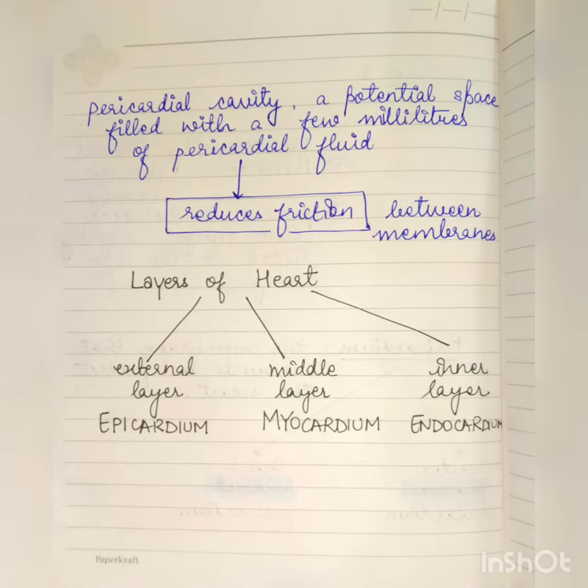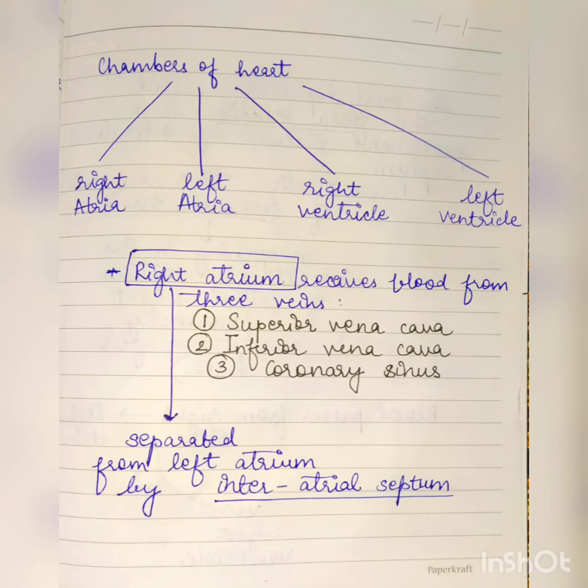between the membranes. Now there are three layers of the heart: the external one is epicardium, the middle layer the myocardium, and the inner one the endocardium. As far as the chambers of heart are considered, the heart is four-chambered, that is two atria and two ventricles.